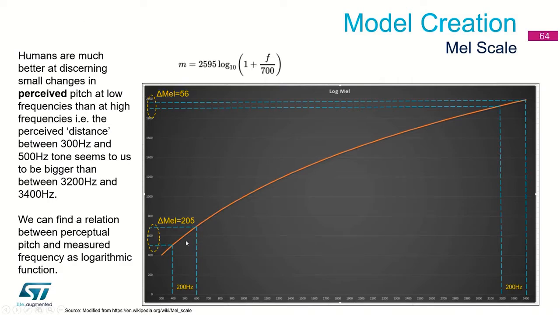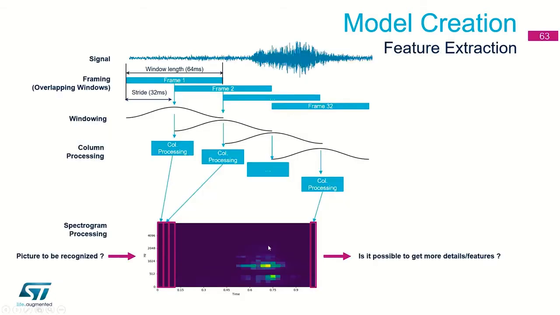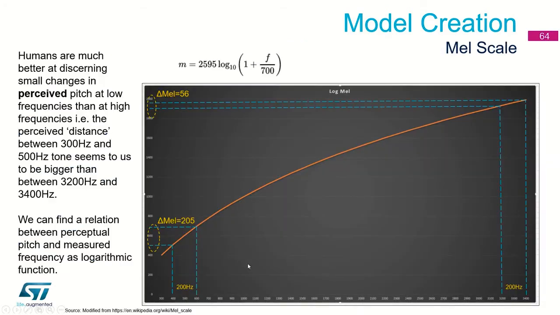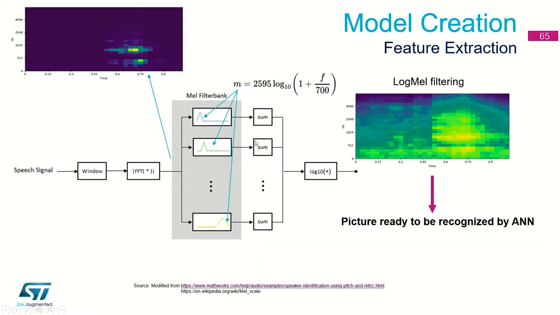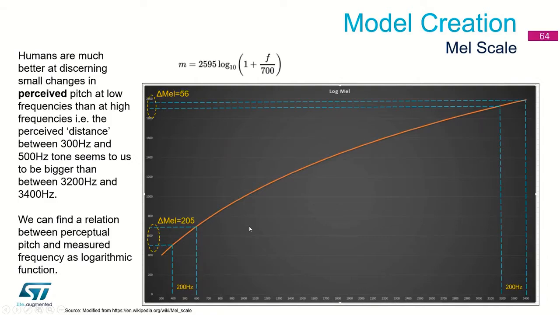And here you can see, let's take the frequency difference between 300 Hz and 500 Hz. Our perception of this difference is much better than the perception of the same, in fact, 200 Hz difference between 3.2 kHz and 3.4 kHz. And we can reuse this relation, this chart, as a kind of magnifying glass to magnify this area on the picture. We can approximate the curve by a set of triangle-shaped filters, and we call this set of filters the MEL filter bank. So one filter here, the second filter here, etc., just to approximate this curve.